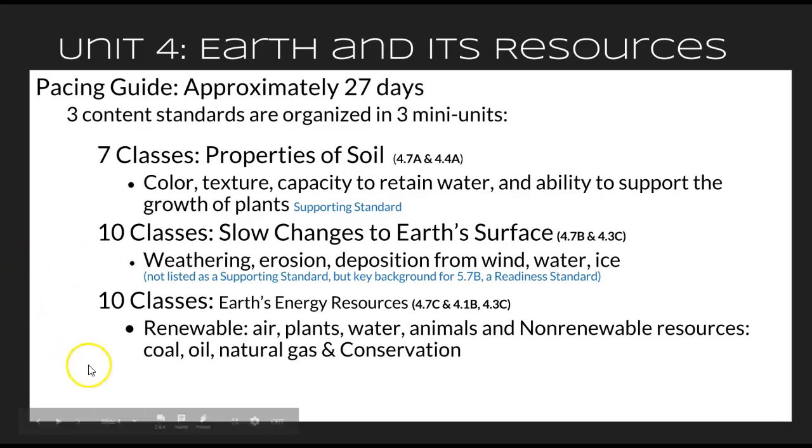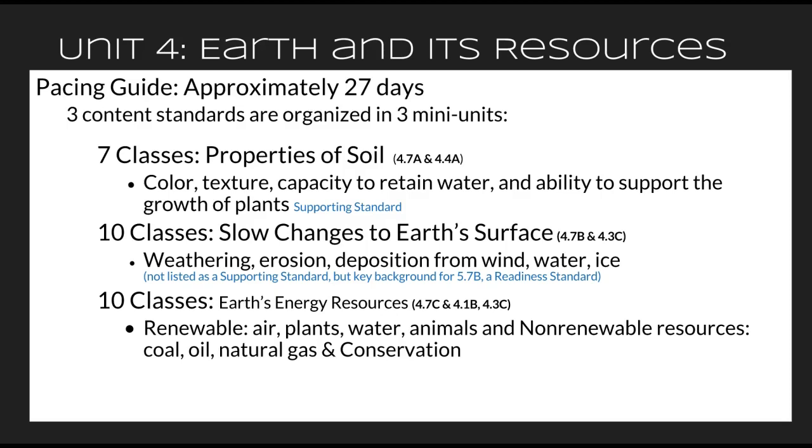And then the last mini unit we have is 10 classes where we talk about Earth's energy resources. So we're talking about the differences and examples of renewable resources, and the ones that are listed in the standard are air, plants, water, and animals, and then non-renewable resources, which are coal, oil, and natural gas, so the fossil fuels that we have. These two are in contrast only in that one is renewable, meaning it can be replaced or it's inexhaustible, and the other is non-renewable in that once we use it, it really can't be replaced, at least within a lifetime of usage for human use of that.